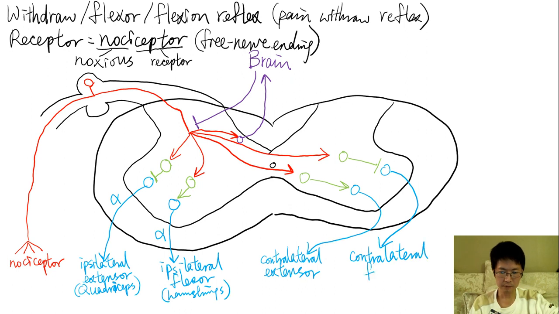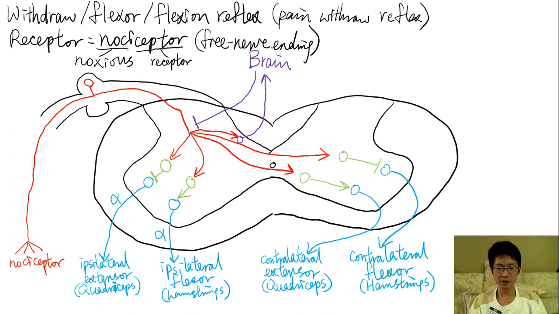So let's take a look at what happened. Extensor, of course, is also quadriceps. Now I spell correctly. Contralateral flexor, hamstring. All right. So of course, they are also alpha motor neurons. Okay, it's the same motors, but the connection is a little bit different in here.